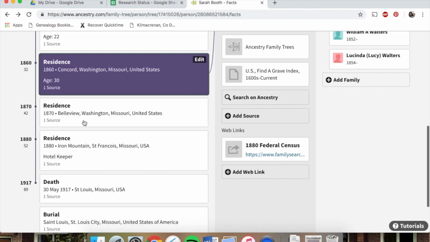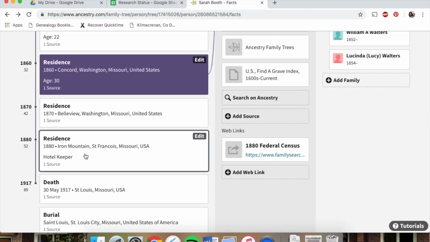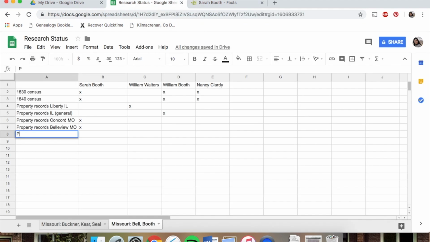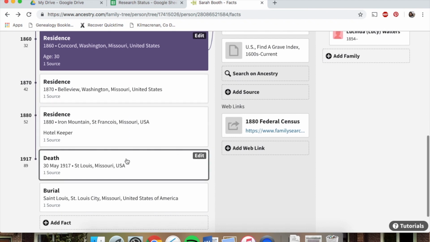Then in 1880, she's living in Iron Mountain, St. Francois, Missouri, as a hotel keeper. So I'm going to put in St. Francois records. And then I also want to look into the history of hotels in St. Francois to see if I can find any information of what sort of hotels were there, who worked there. Let's see, then she died. I have all her death records, so that's pretty much it.